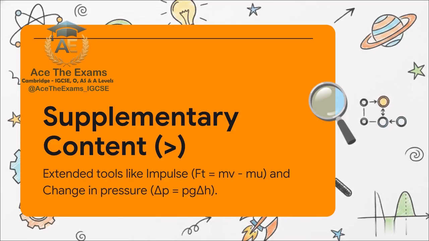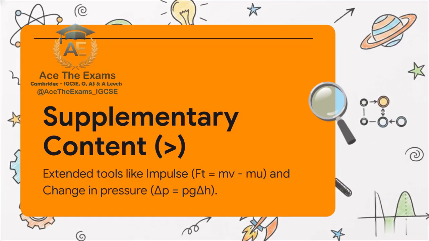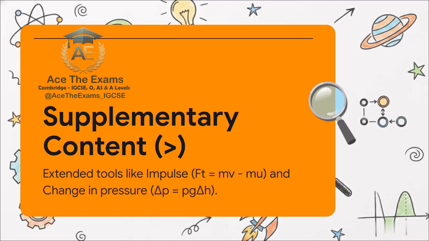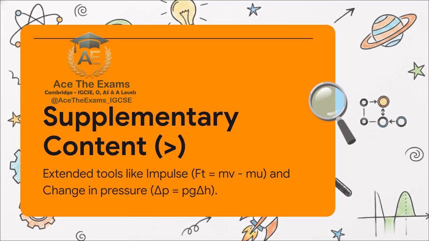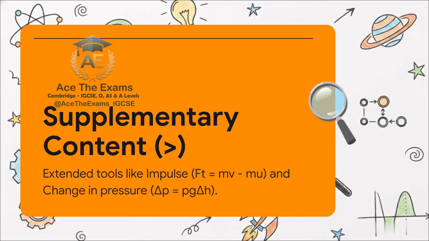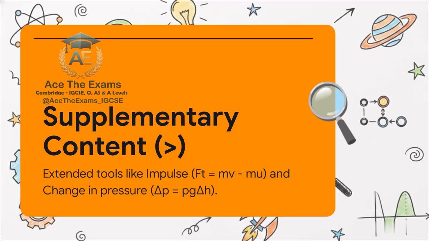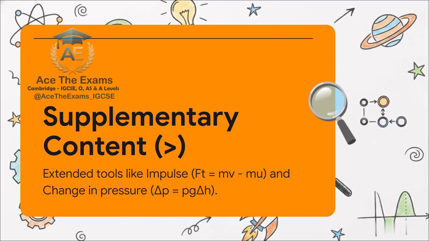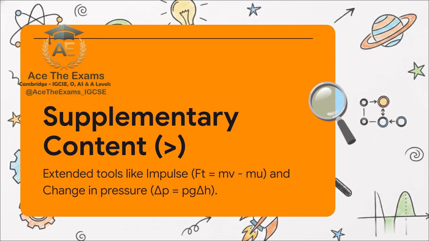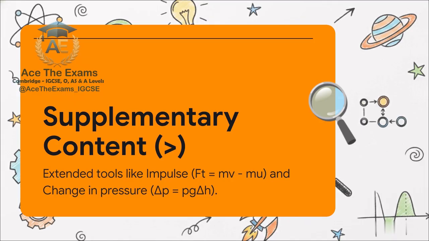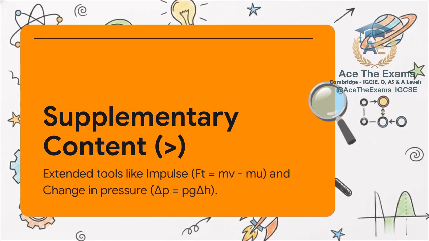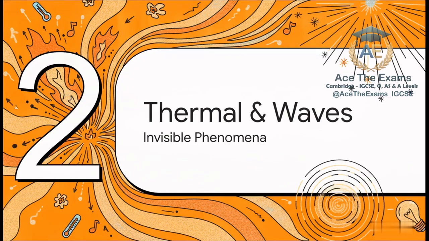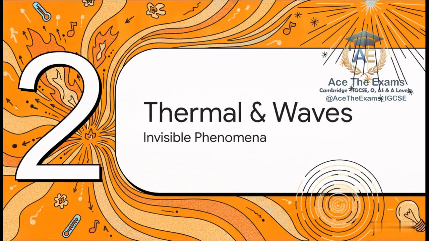Okay, really quick, notice the little greater than symbol here. Our source specifically flags these equations with a greater than sign to denote supplementary content for the extended syllabus. So if you're an advanced student aiming for those top grades, these are your extra tools. You get impulse, which is force times time, and that perfectly balances out as the change in momentum, mass times final velocity minus mass times initial velocity. You also get the change in pressure formula for fluids, which is density times gravitational field strength times the change in depth. Moving on to Section 2, Thermal and Wave Properties.